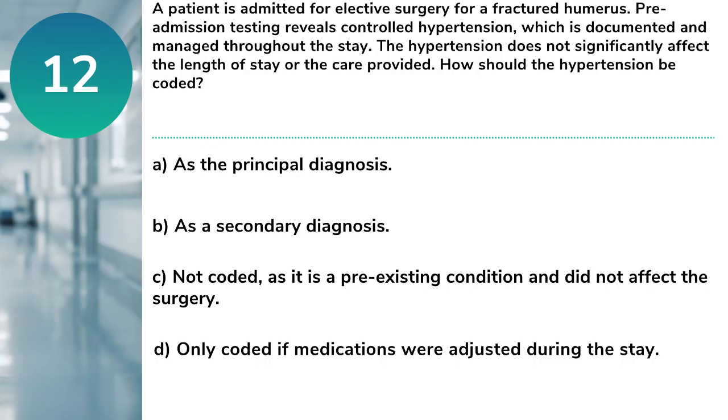Question 12. A patient is admitted for elective surgery for a fractured humerus. Pre-admission testing reveals controlled hypertension, which is documented and managed throughout the stay. The hypertension does not significantly affect the length of stay or the care provided. How should the hypertension be coded? A. As the principal diagnosis. B. As a secondary diagnosis. C. Not coded, as it is a pre-existing condition and did not affect the surgery. D. Only coded if medications were adjusted during the stay.